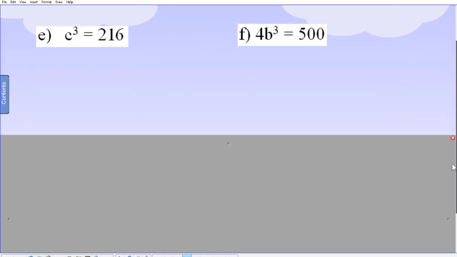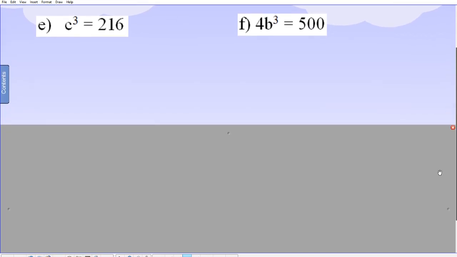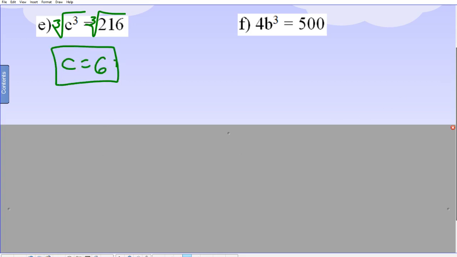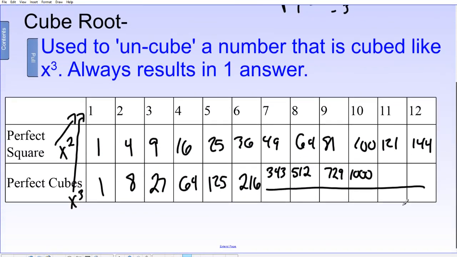Looks like we got 4 more examples just to help us reinforce the skills here. So letter E, we have c cubed equals 216. To get rid of the cubed, I'm going to cube root both sides. I get c equals 6. I'm using my brain. I know the table. 216 is a perfect cube. The cube root of it is 6.